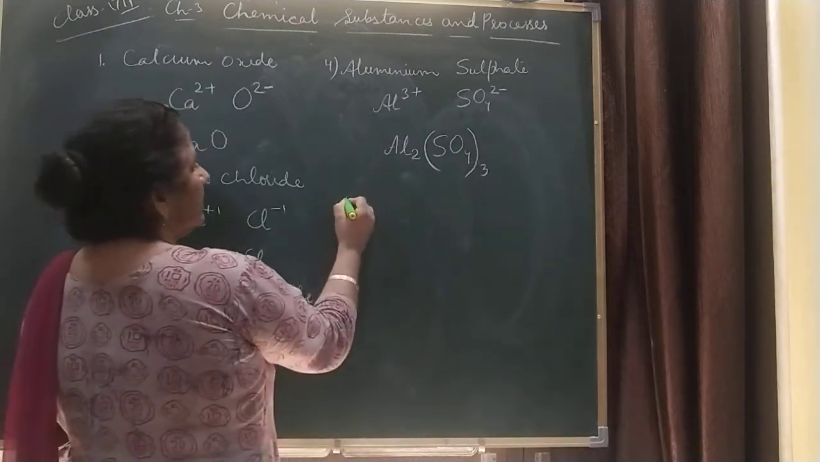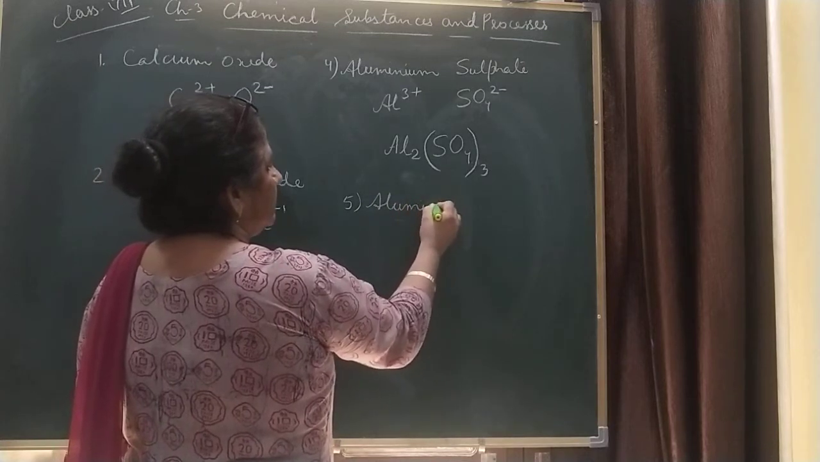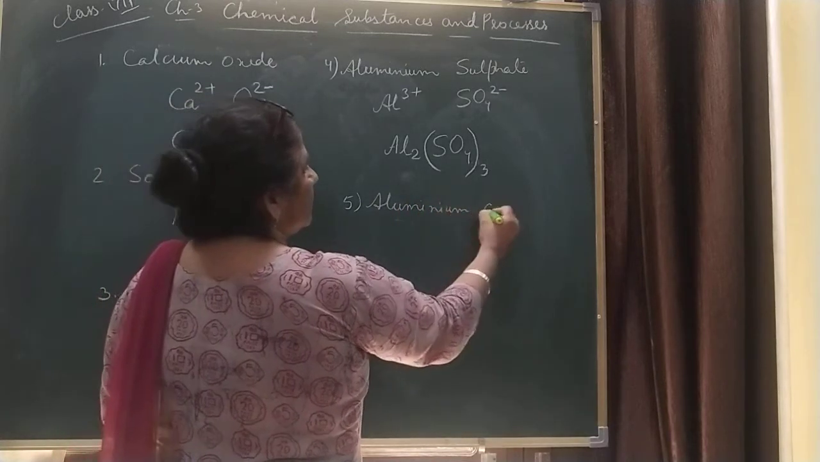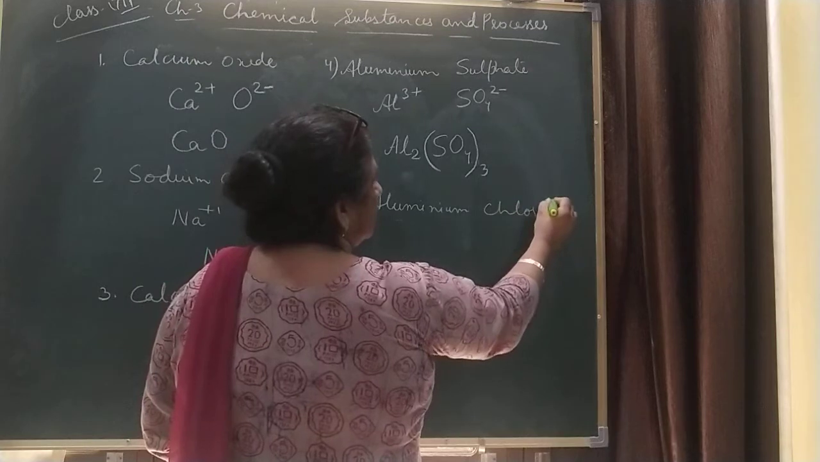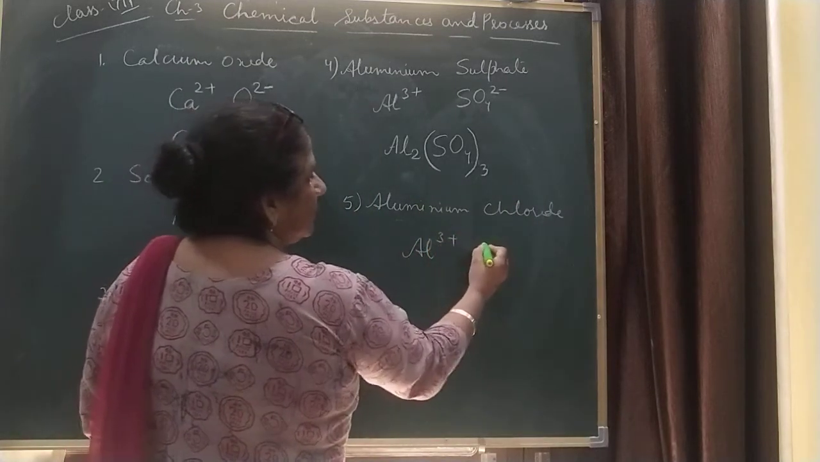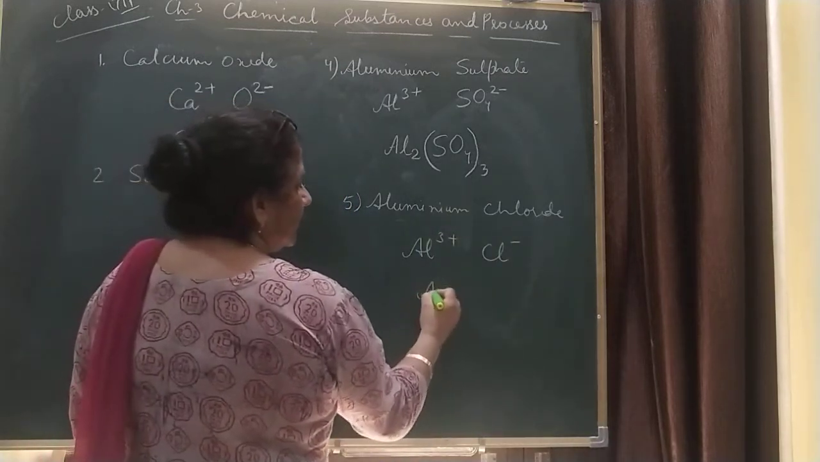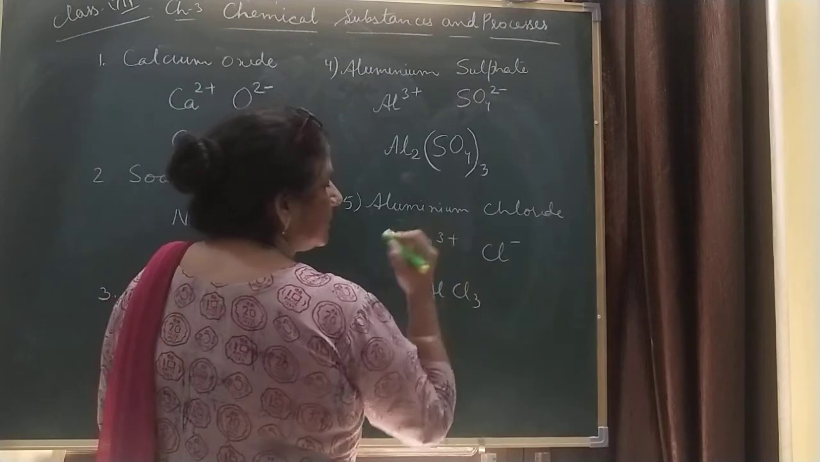In the same way, aluminium chloride. Aluminium is Al3 positive, chloride is Cl negative. So it will become AlCl3.